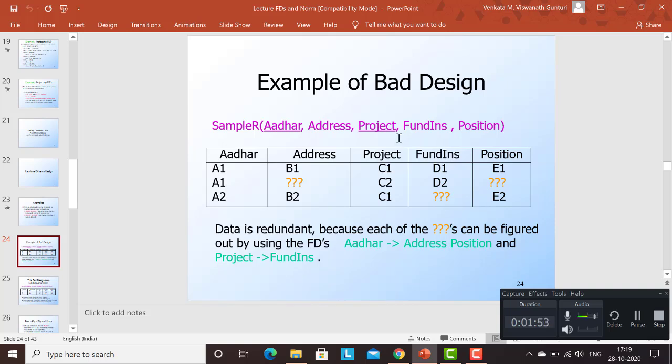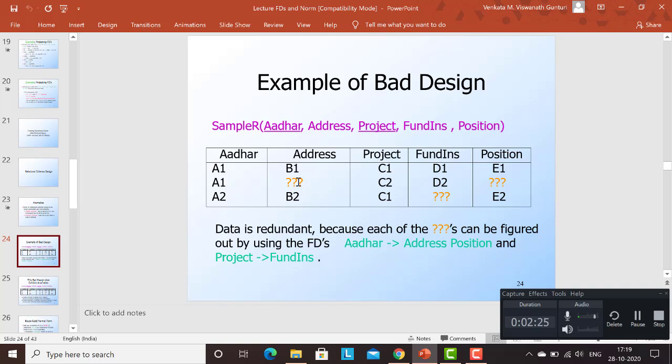I'm intentionally giving you a bad relational schema design in the sense that I have put in tuples from the project and the employee table together. So for example, if a faculty has more than one project, then his address column will get repeated, and so on and so forth. Let's take this example and see what kind of trouble we can get into.